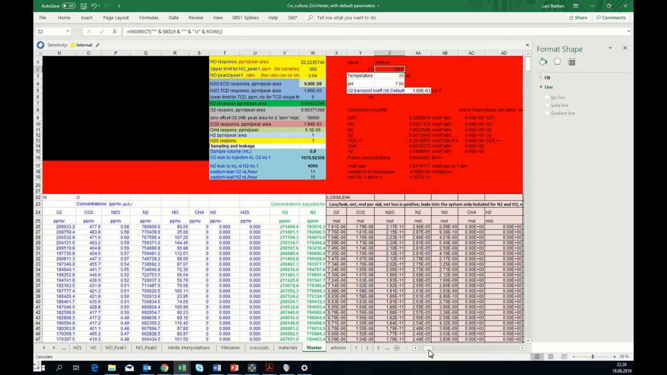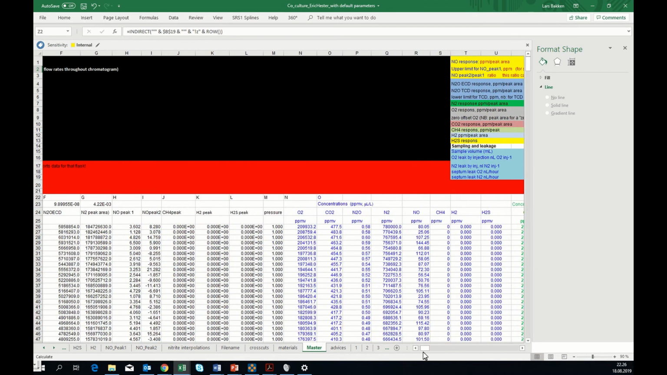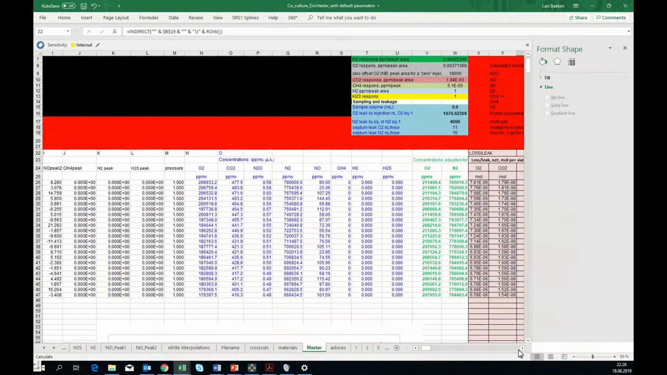Now, in an air standard, since the initial concentration of oxygen and nitrogen is very high, the leakage is negligible, but the sampling loss is not. Now, in order to enable you to set the sampling volume, which you will see here, which is an essential parameter, I've made 2 columns in the spreadsheet, which are the concentrations that are adjusted for leaks and losses. And in a standard, they should be stable if leaks and sampling dilution are correct.